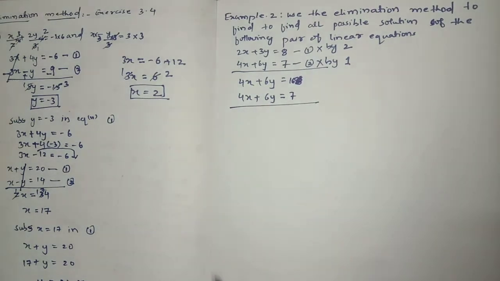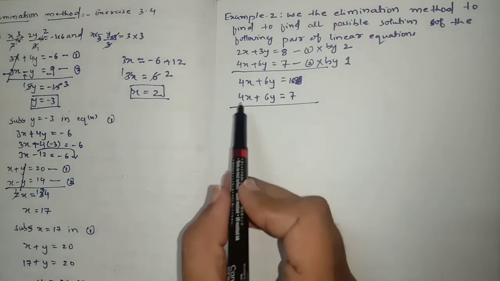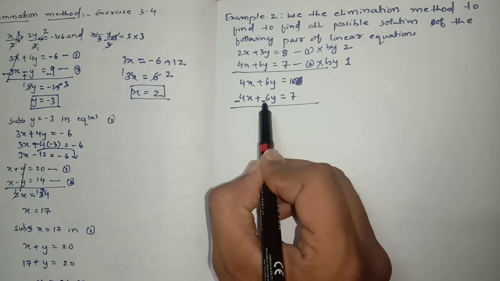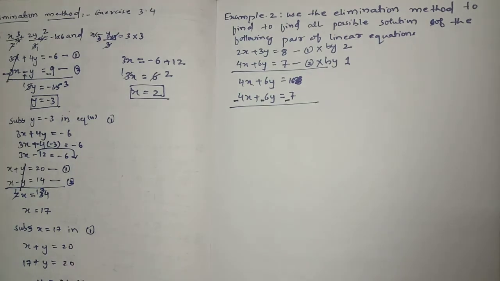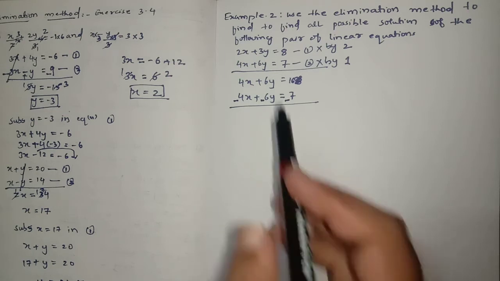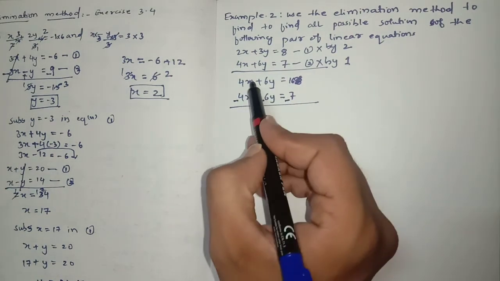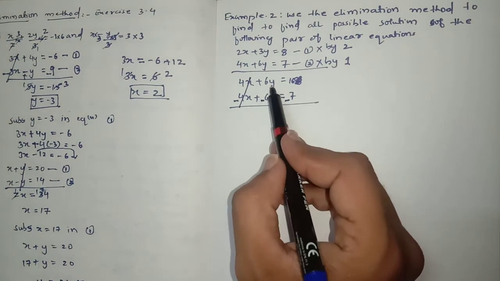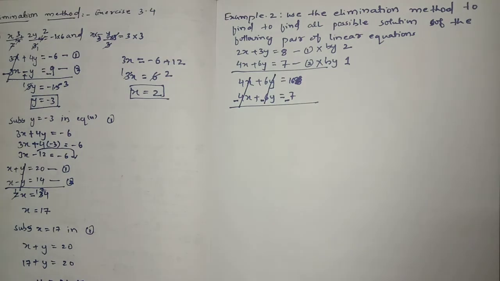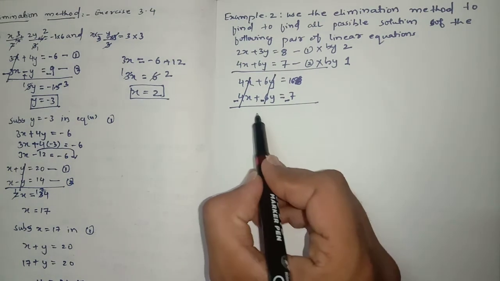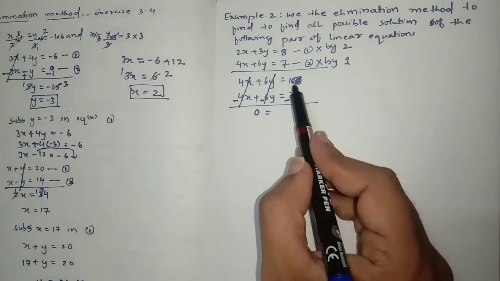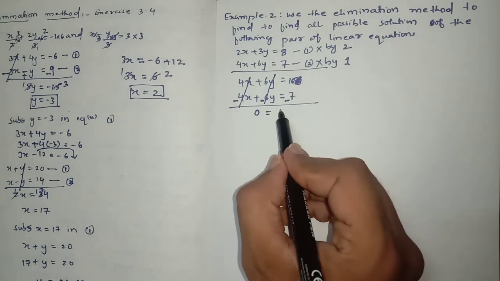Can we cancel now? No, we cannot cancel. First we have to change the sign here. The sign is plus, it will be minus, here also minus, here also minus. Now plus 4x and minus 4x get cancelled, student. Plus 6y minus 6y get cancelled here, student. So what will remain here? 0 is equal to 16 minus 7 is equal to 9.